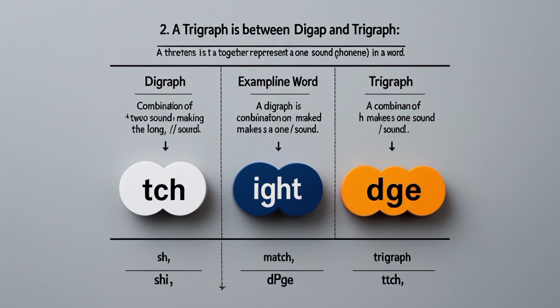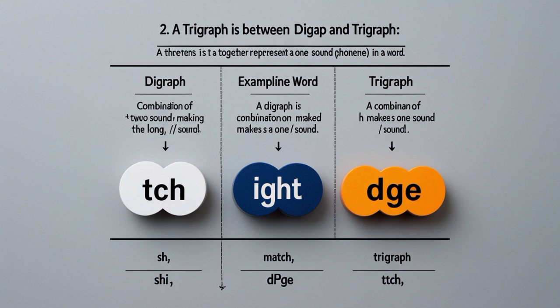For example, the letters tch in watch make just one sound, ch. The letters igh in light make the long I sound. So even though there are three letters, they act like one team, producing only one single sound.